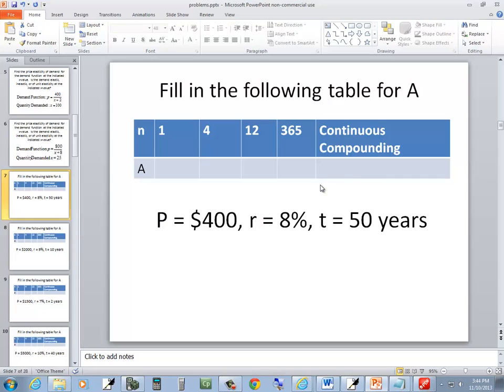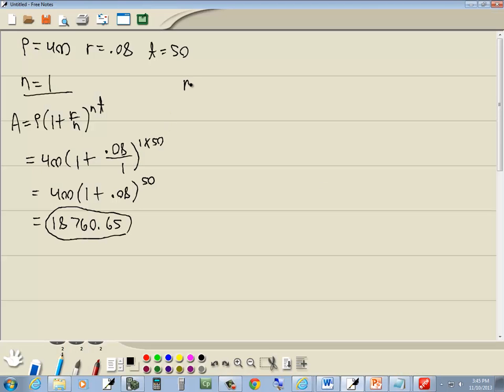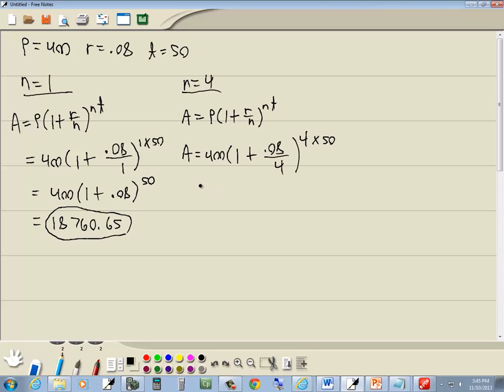Now, the next one. We got N is equal to 4. Again, it doesn't say continuous, so I'm going to use the same formula. A is equal to P times (1 plus R over N) to the NT power. P is 400. 1 plus R, which is 0.08, divided by N, which is 4, raised to the NT power, which is 4 times T, which is 50. You better do a little bit of math here first. We got 1 plus 0.08 divided by 4. 4 times 50 gives us 200.